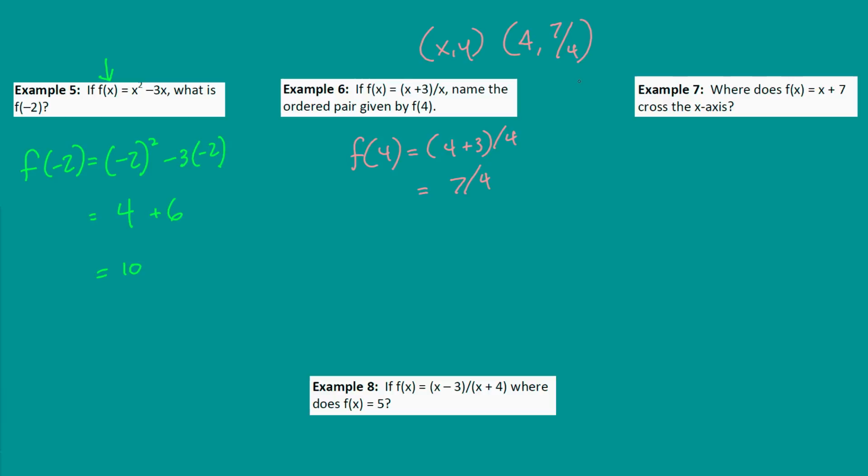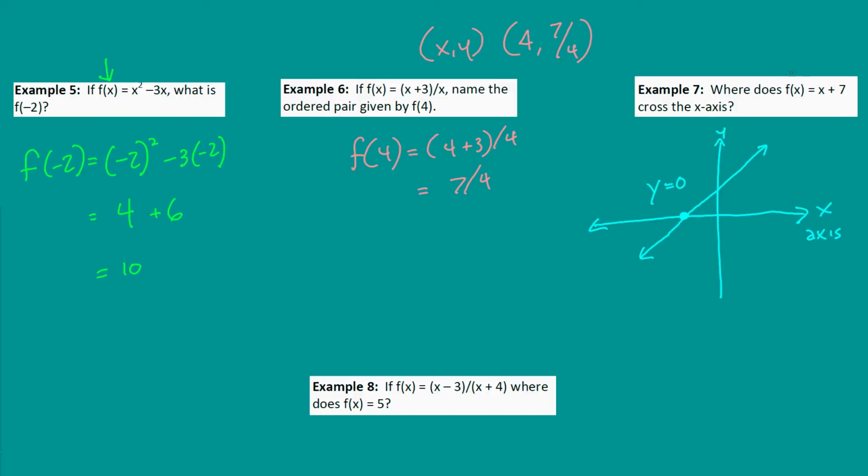They also want you to be aware of intercepts. Where does f of x cross the x-axis? Let's just look at this visually. This is x plus 7, so we're going to draw it like so. Kind of a rough graph. But the x-axis is this guy right here, he's our horizontal axis. So what do we know about where he crosses the x-axis? Well, I know that my y value is 0. So where does y equal 0?